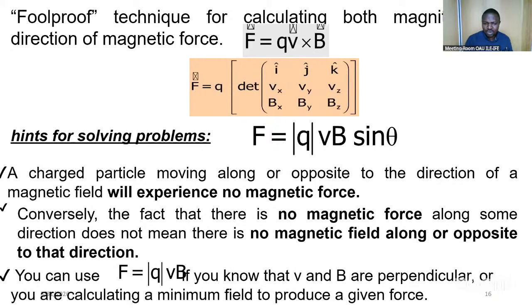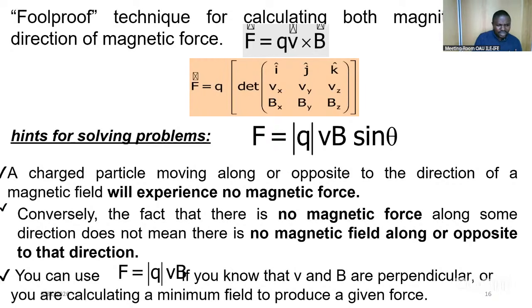we can say F is equal to Q multiplied by V by B by sine 30. So a charged particle moving along or opposite to the direction of a magnetic field will experience no magnetic force. I've already told you before that it cannot be parallel, it cannot be anti-parallel, it cannot be stationary. So that is why we say it will experience no magnetic force.